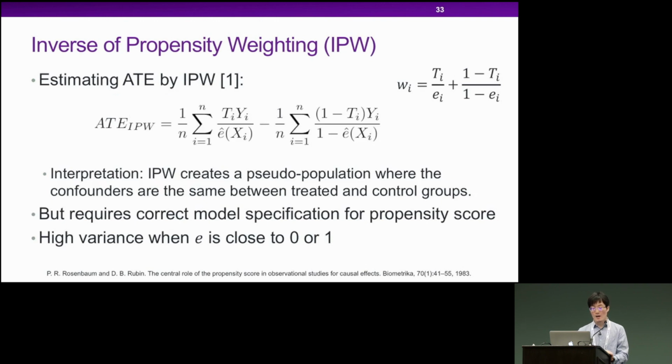But the requirement is that we need the correct model specification for the propensity score. That means the model form from X to T needs to be correct. This is a very strong assumption, right? And the other issue is that when the propensity score is close to 0 or 1, you will see a very high variance among the weights, which can cause the model to be unstable.